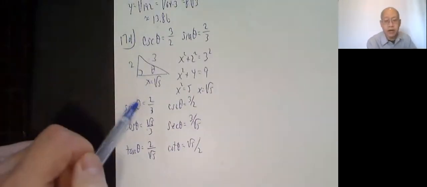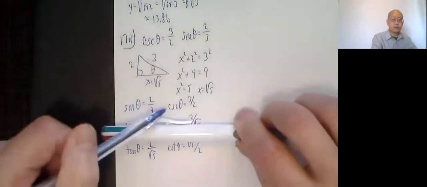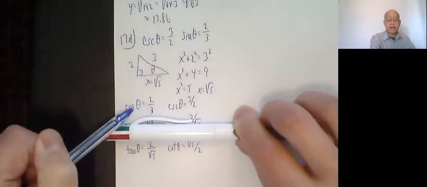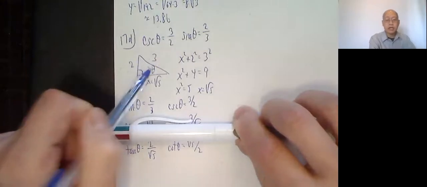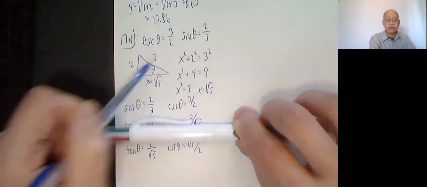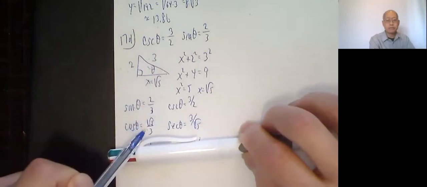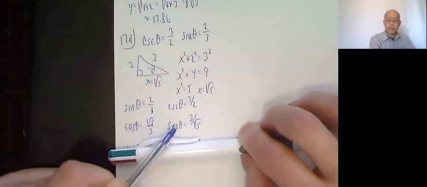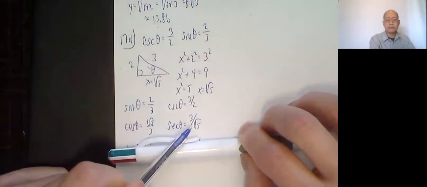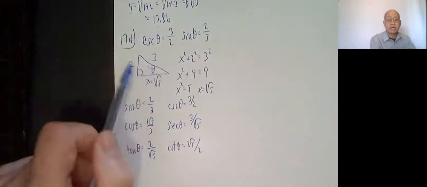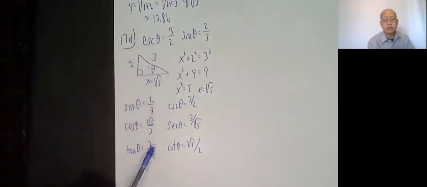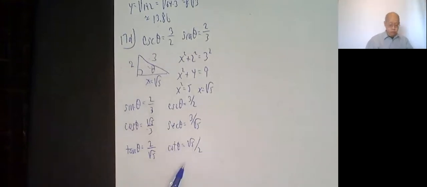Okay, so now I can find everything else. I now have these two. They gave me that. Flip it to get that. Draw my triangle. And now I can find cosine. Cosine is adjacent over hypotenuse, so that's radical 5 over 3. Flip it, you get secant, 3 over radical 5. And then tangent. Tangent is opposite over adjacent, so 2 over radical 5. Flip it, you get cotangent, radical 5 over 2.